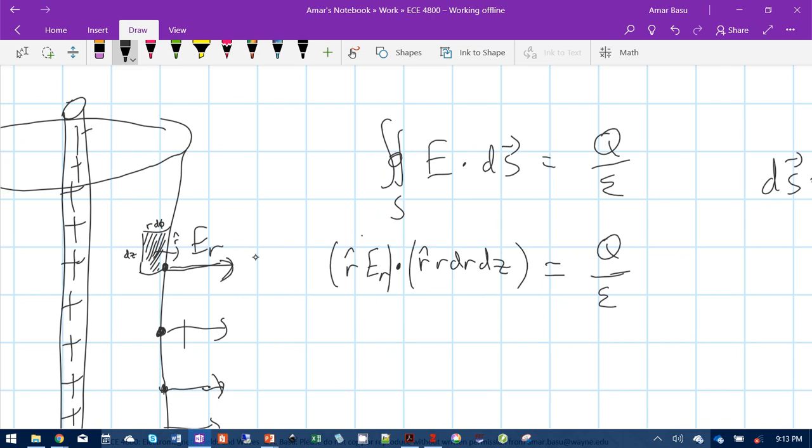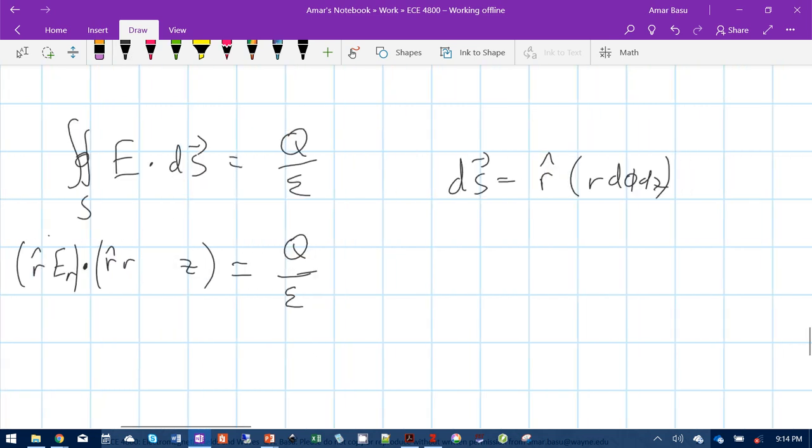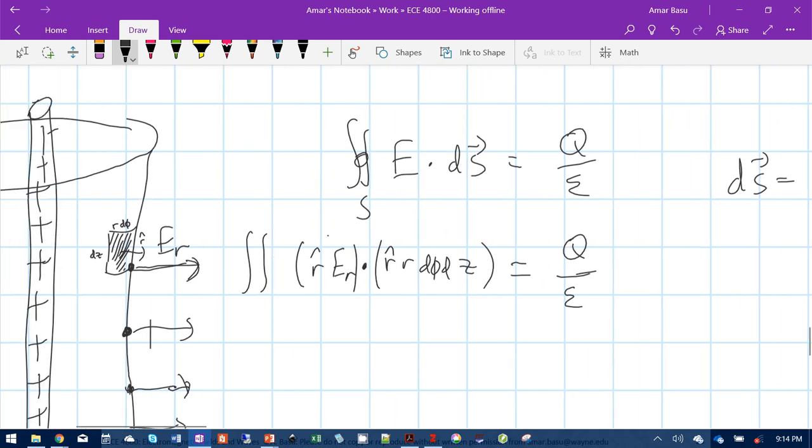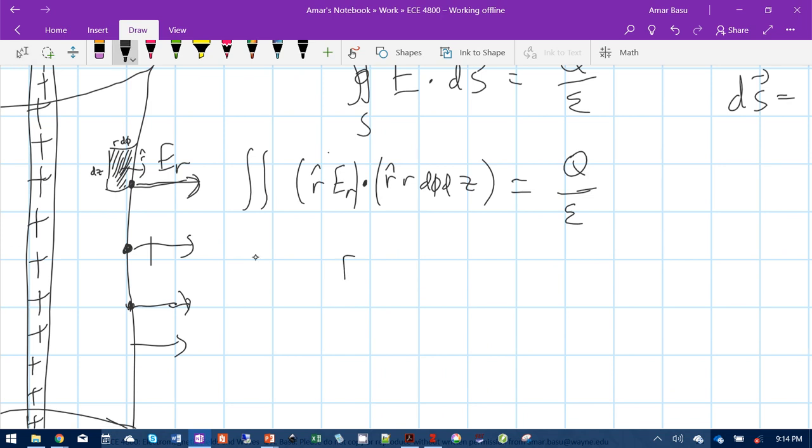So we see that we have dr and dz in this equation. So we obviously have to integrate from a certain value of r to a certain value of z. Where did I get? Oh, sorry. Did I? R d phi dz. Yeah, sorry about that. D phi dz. All right. You do this dot product, and you just get Er r d phi dz. And what's going to be our limits of integration?